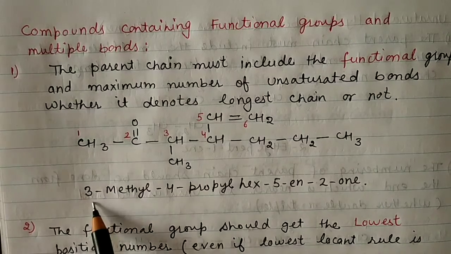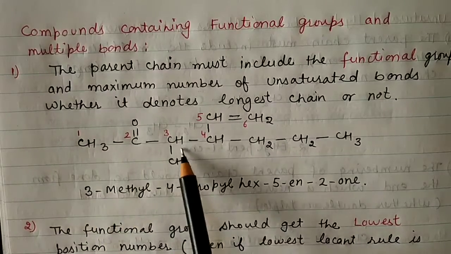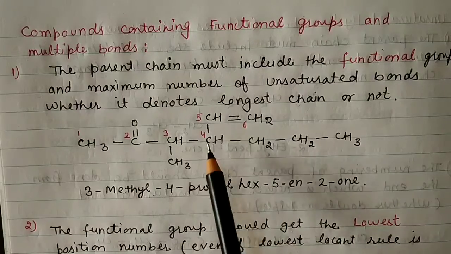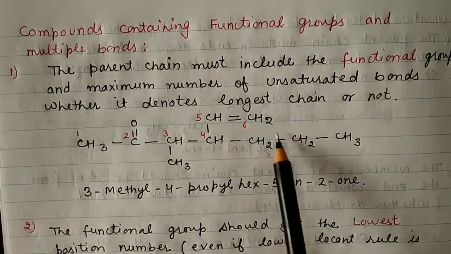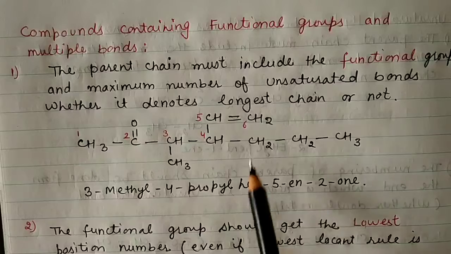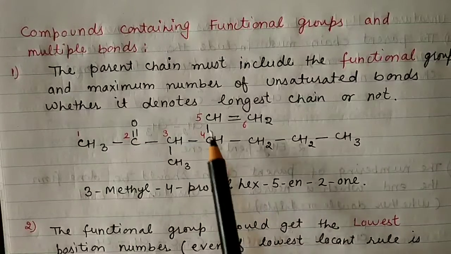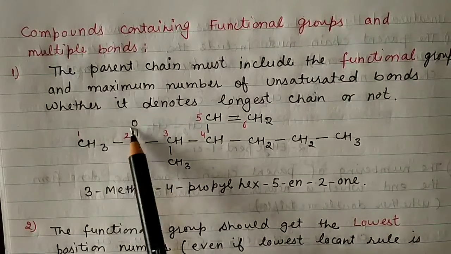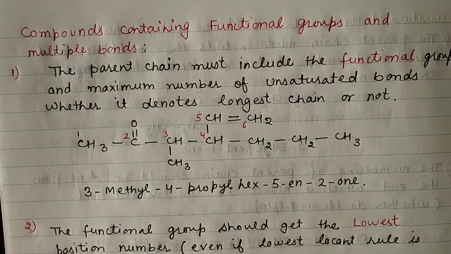So here we will get: at 3 carbon we have the methyl group, so 3-methyl, and at 4 we have a propyl group, so 4-propyl. With 6 carbons we have hex, at 5 position we have the double bond, 5-ene, and at 2 position we have the ketone, for which the suffix is -one.